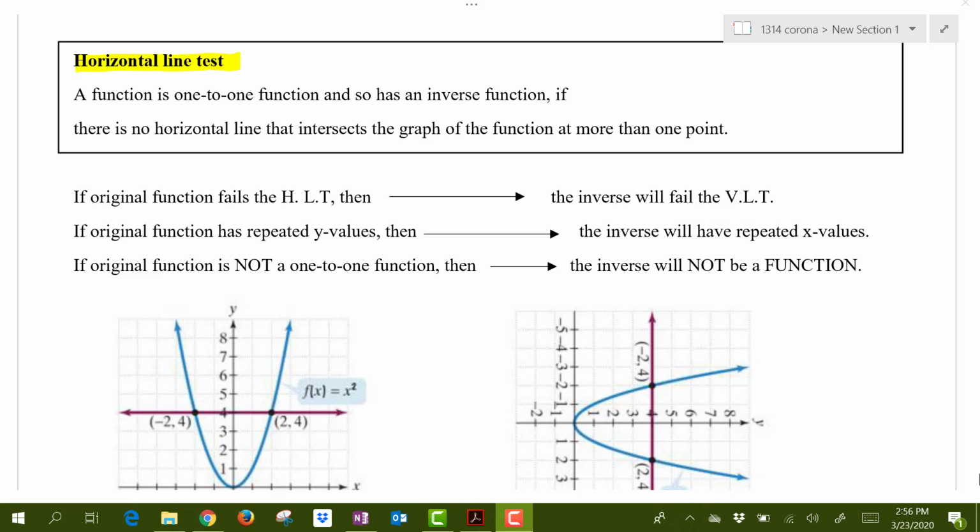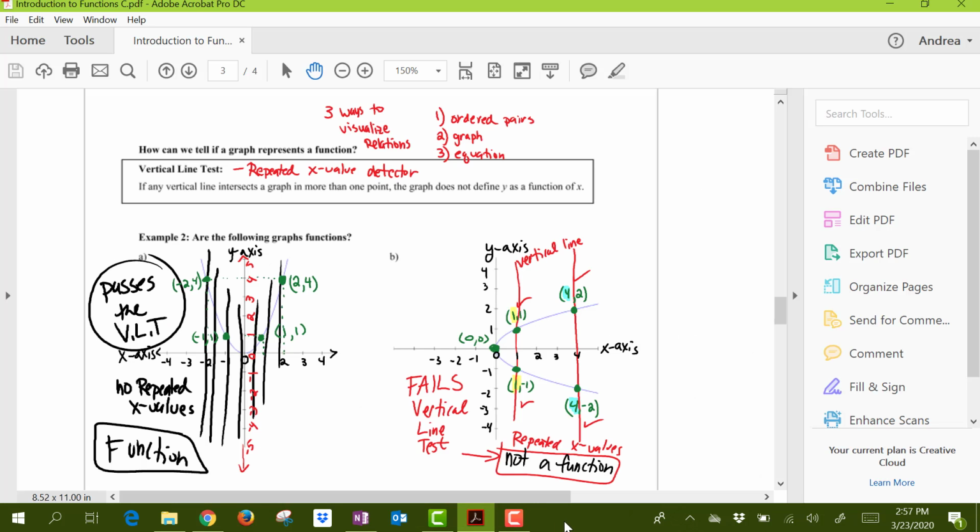In this video, we're going to look at the horizontal line test. The horizontal line test is used much like the vertical line test. So let's look back at the vertical line test. The vertical line test was a test that we used to find repeated x values. We have a graph, and we want to know, does that graph represent a function?